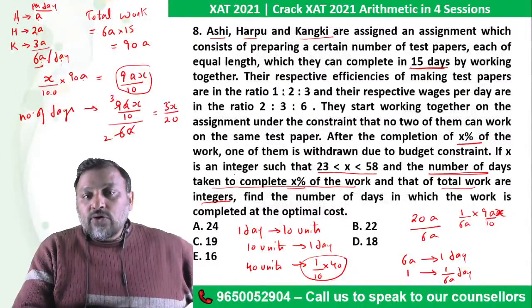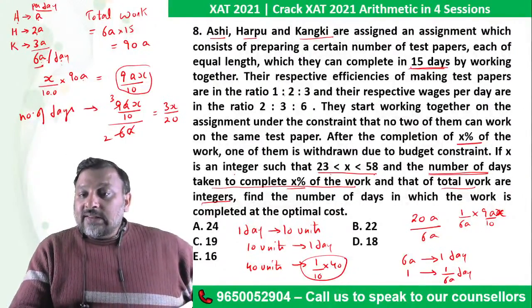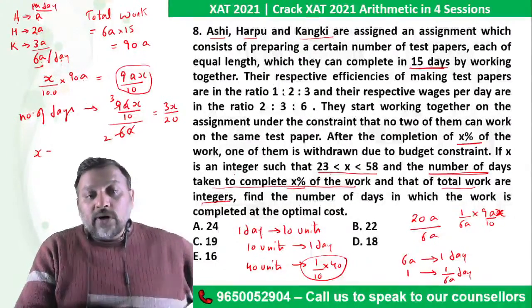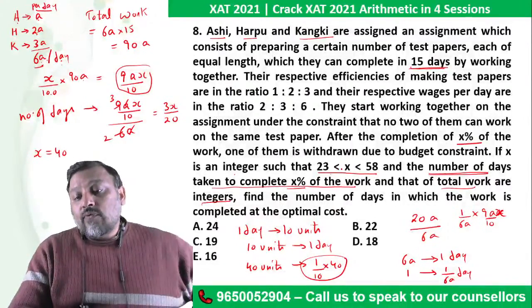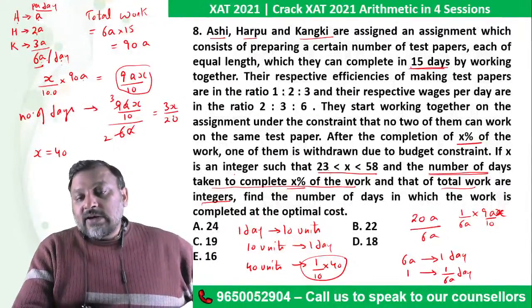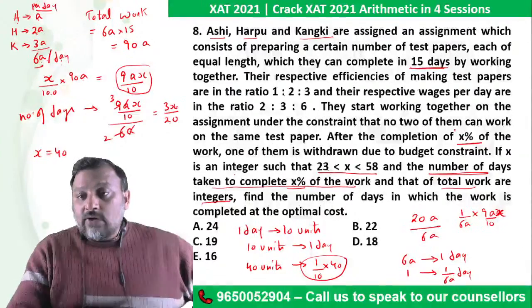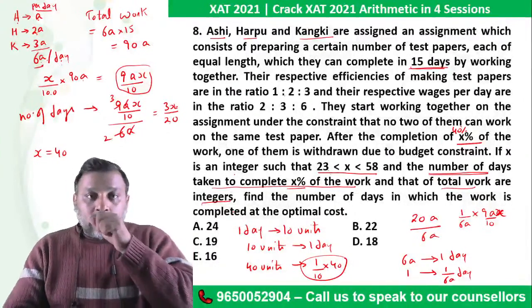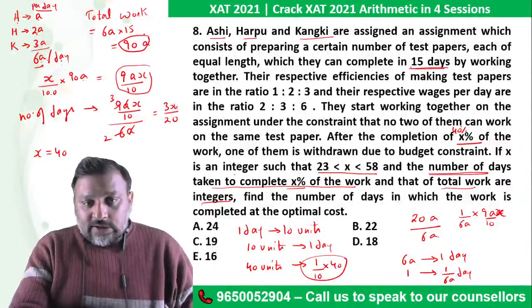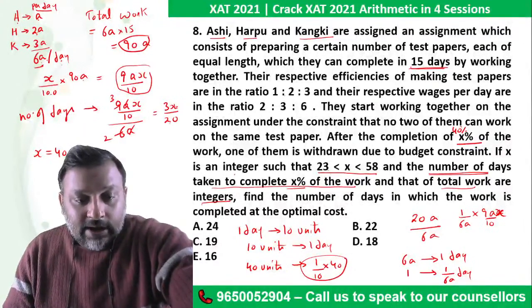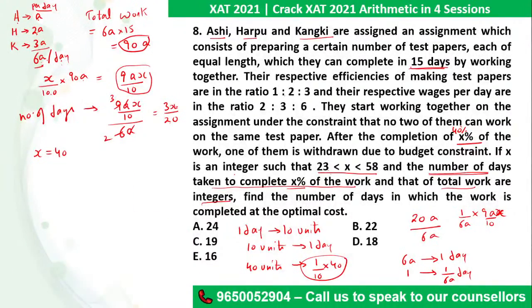Okay, we want this value to be an integer and x should lie in this range. So can we say only possibility for x is 40? If I put 40, then only this will become an integer. 20 का multiple होना चाहिए x. So this is the only value of x. So that means work done till now is 40%. See guys, I am hiding myself so that you are able to see the whole solution. I get enough space to write. Okay, so 40% of the work is done.